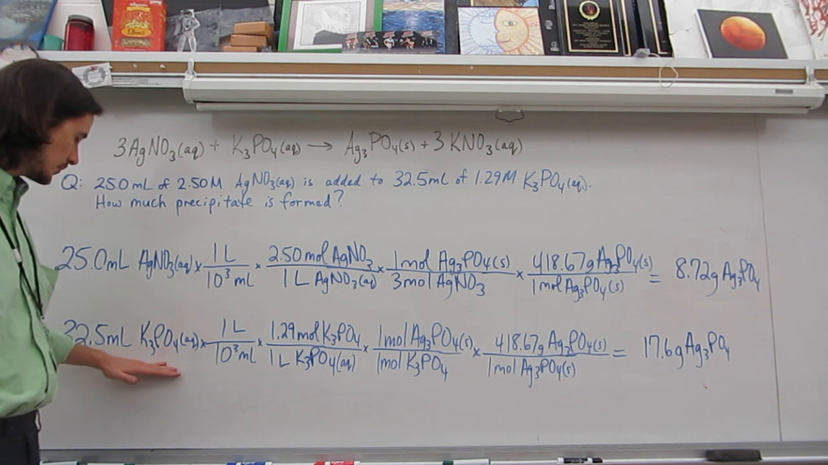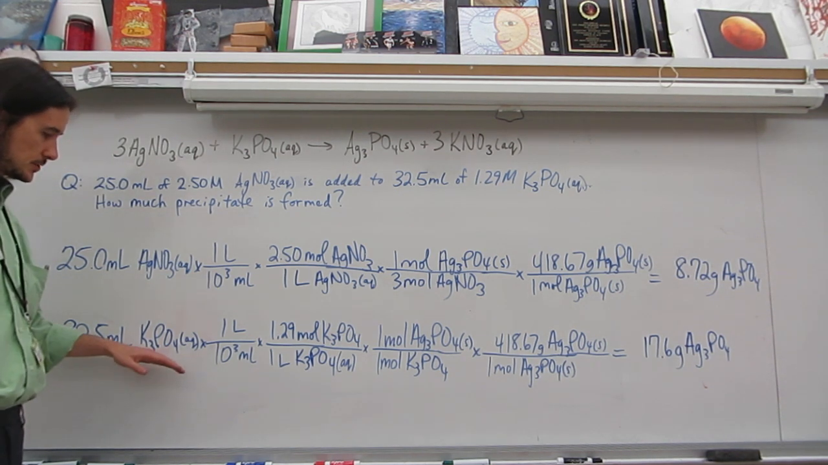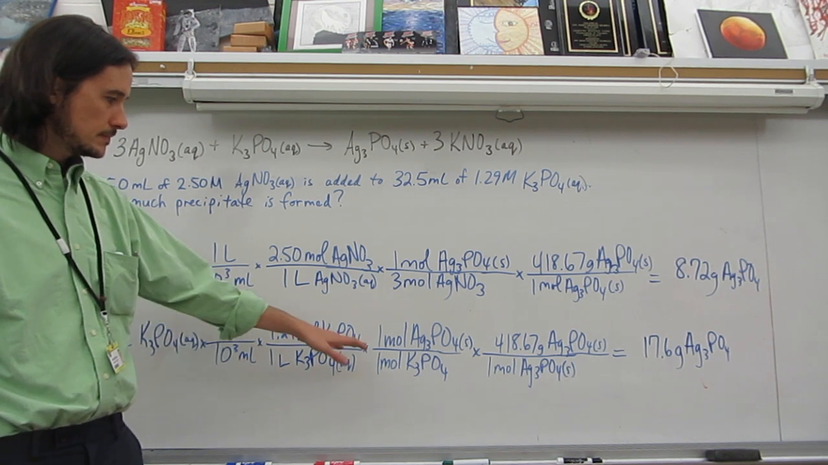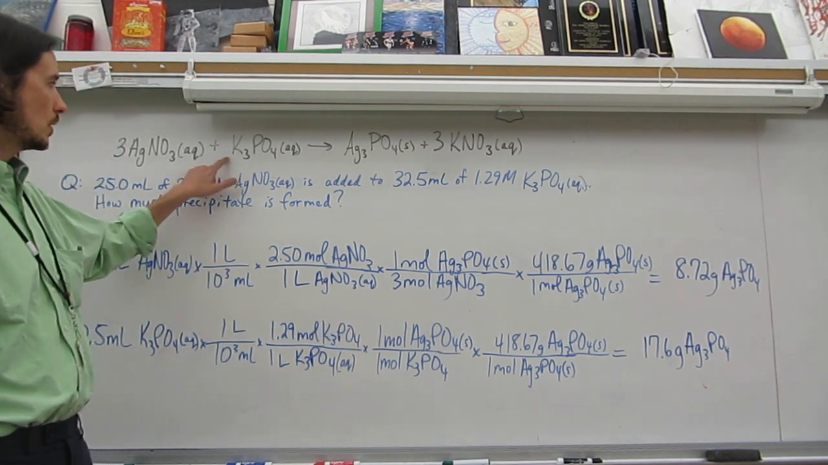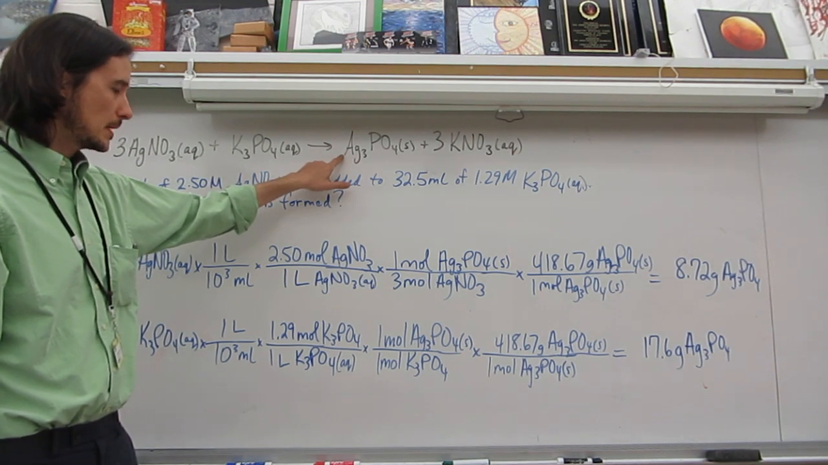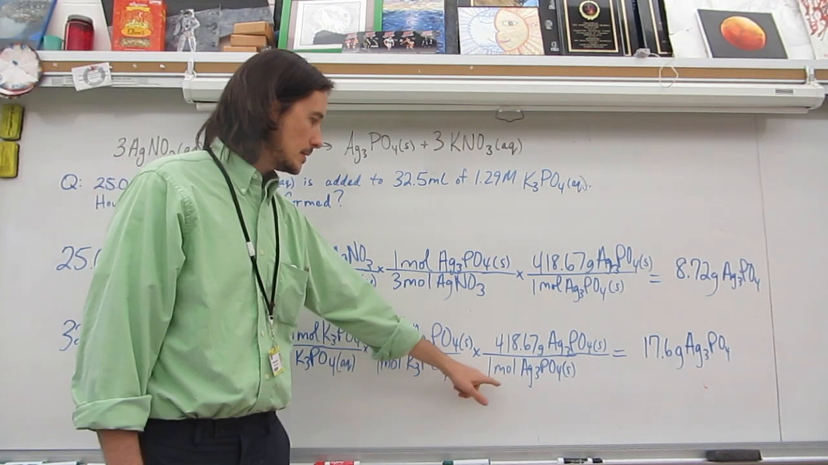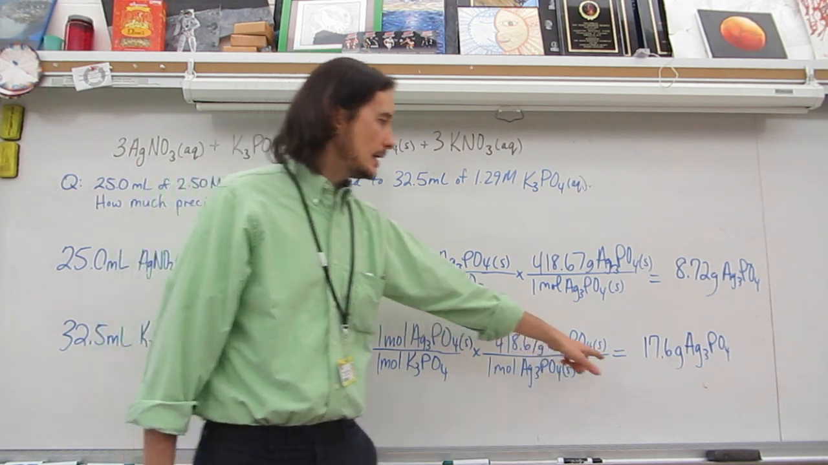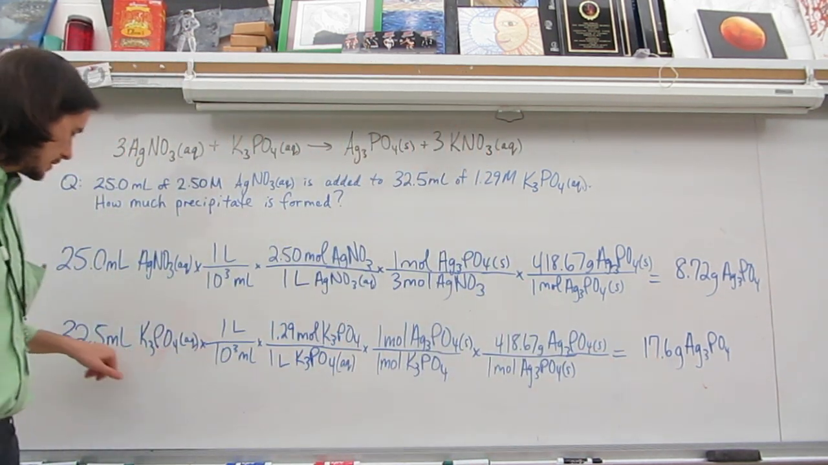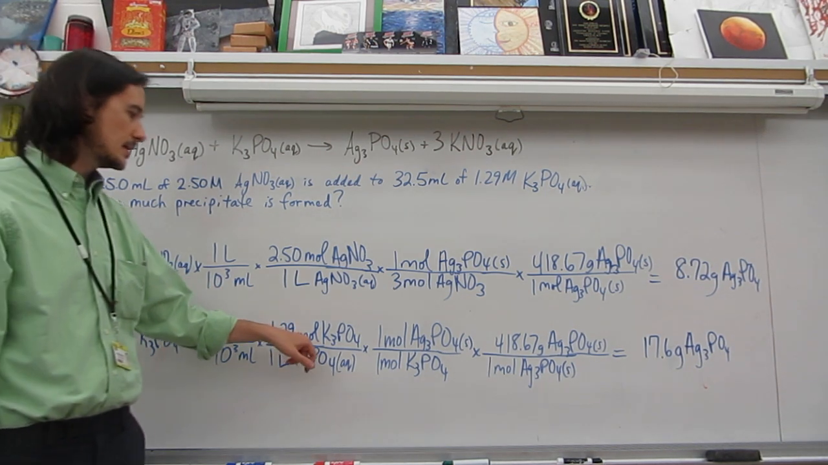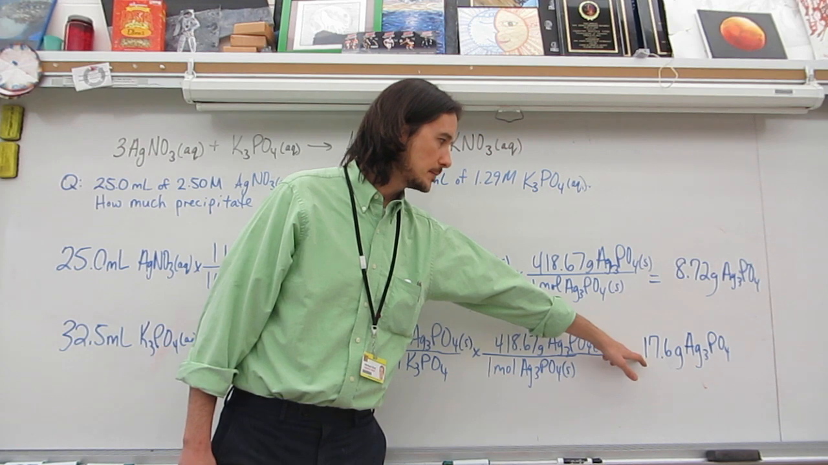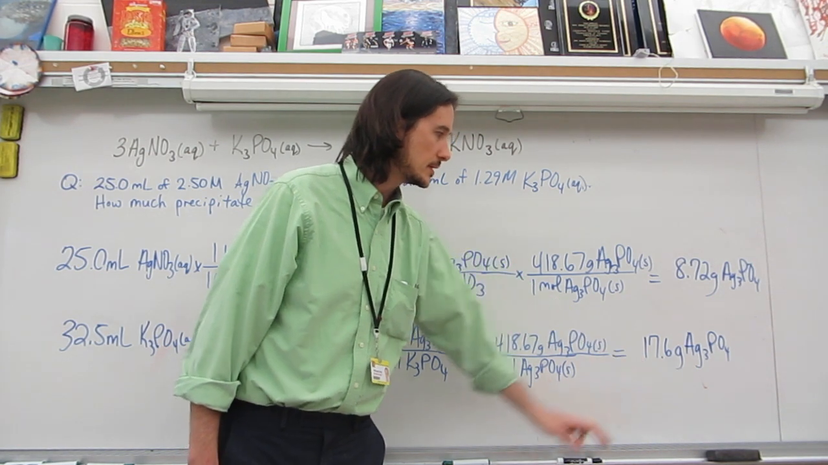Now we look at the potassium phosphate. We have 32.5 milliliters, and it's 1.29 molar. It's a 1-to-1 ratio. So 1 mole of potassium phosphate forms 1 mole of silver phosphate. And it weighs that, and we can produce 17.6. So again, this whole line means this volume of this concentration potassium phosphate can produce 17.6 grams of silver phosphate.